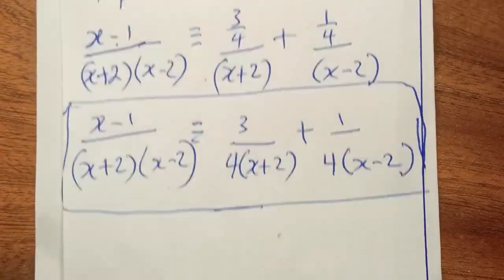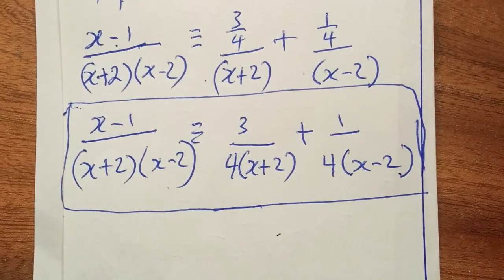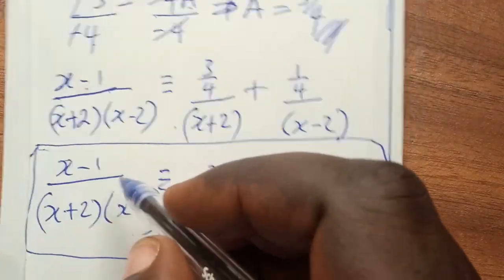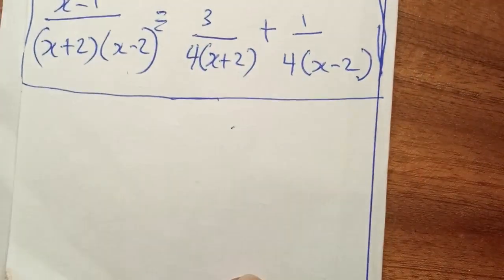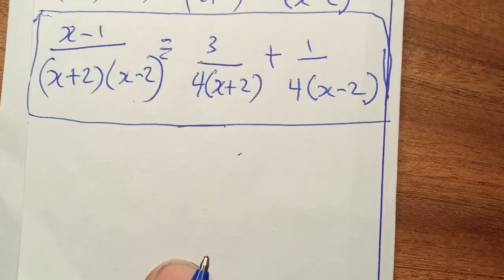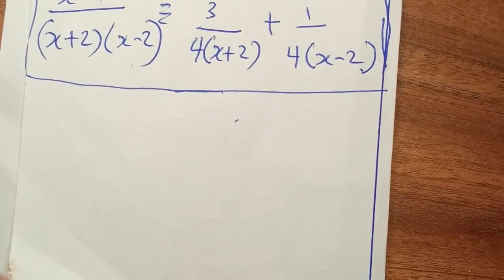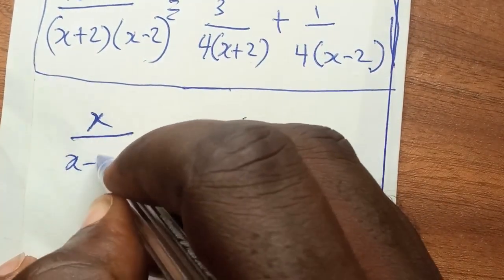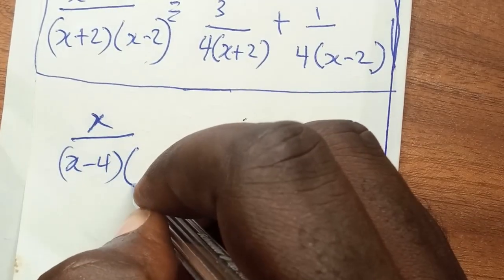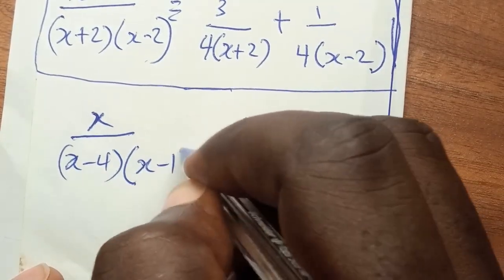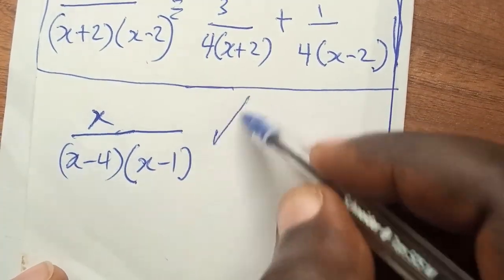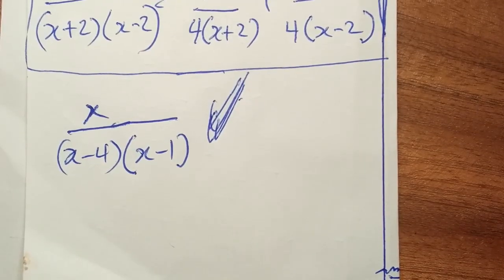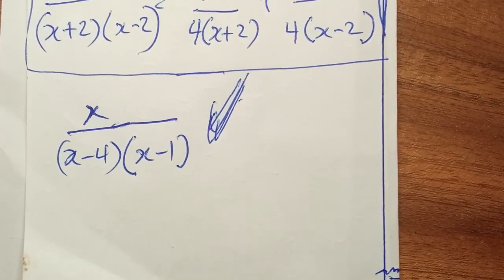Now let me give you an assignment to try by yourself. I would like you to try this one, still a linear factor, which you can use: x divided by x minus 4 into x minus 1. I would like you to try this one and tell me the answer, maybe in the comment section. The values of A and B in partial fraction.